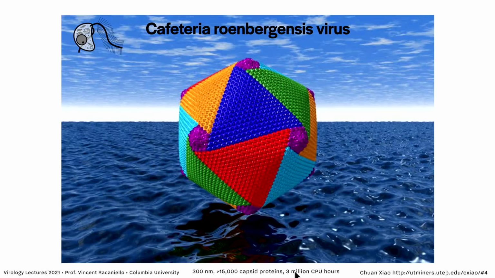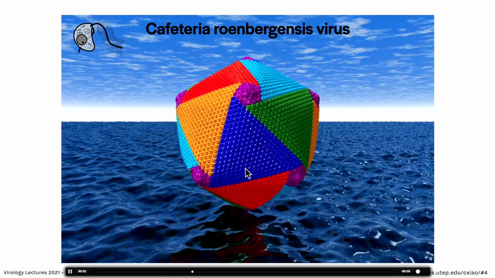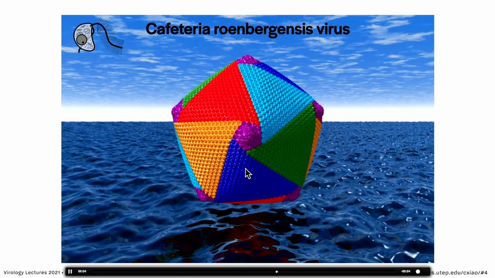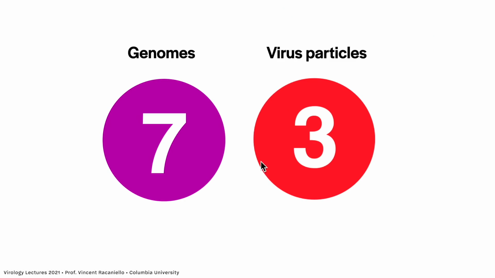It took 3 million CPU hours to solve this. You know, once he got the data, the computer, and he said this movie used to crash his computer because you're rolling, right, this virus on the ocean, and you have to roll every atom. It's a lot of computing power. Anyway, so you can do a lot with structural biology tools.